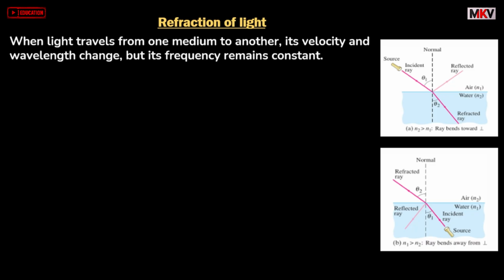When light travels from one medium to another, its velocity and wavelength change, but the frequency remains constant. So when light is moving from one medium to another, there's no change in frequency, but the velocity and the wavelength are altered. We take note of that.